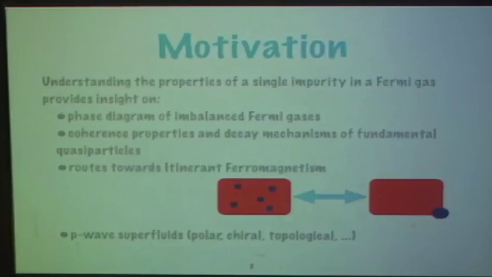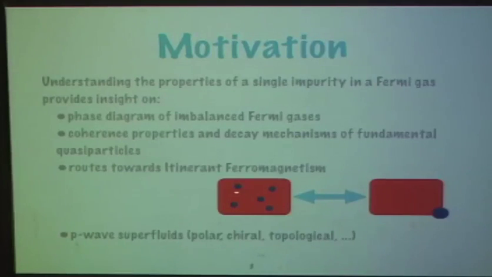Okay, a brief slide of motivation on why this problem is interesting. Understanding the properties of a single impurity or a few impurities, as long as they are very dilute and don't see each other basically, in a Fermi gas provides important insights into the phase diagram of imbalanced Fermi gases. It gives important information about the coherence properties and the decay mechanism of the fundamental quasi-particles constituting an imbalanced Fermi gas. It gives insights as well on the possibility or impossibility of reaching itinerant ferromagnetism, which is an open problem since many years, since the original proposal of Stoner in the 70s.